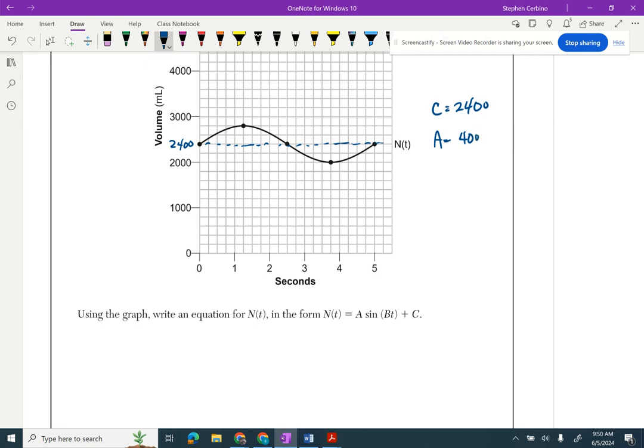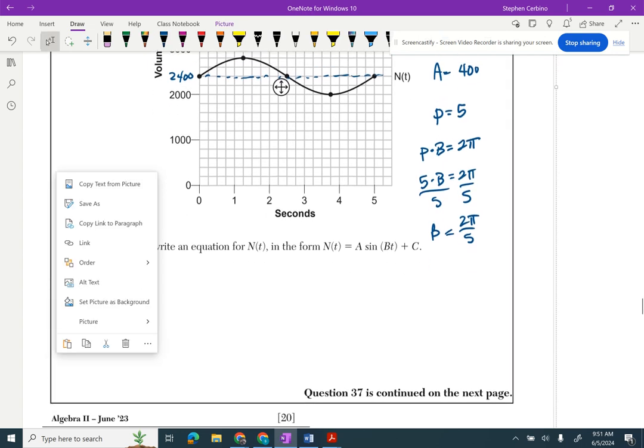And the whole cycle happens over the course of 5 seconds. That is going to be the period. And we remember that the period times the frequency, which in this case is B, is equal to 2 pi. So if we take the period of the function, 5, and multiply it by the frequency, which we don't know, we should be able to find that the frequency value is 2 pi over 5. So now we know B. So we were able to find A, B, and C pretty quickly just by looking at the graph.